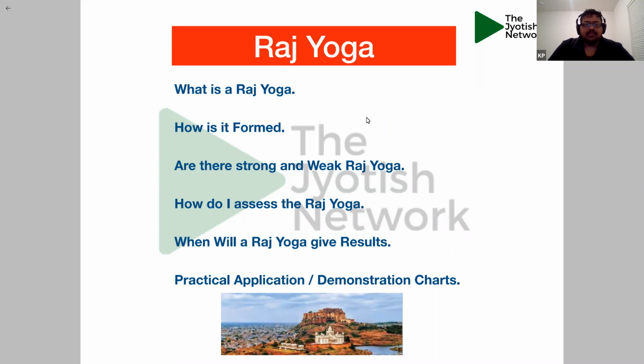But look, if someone was to just look at their chart and try to identify which planet is a yoga karaka, is there any simple way to identify that?